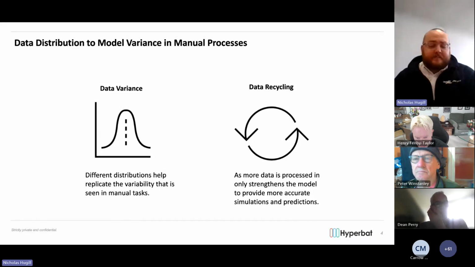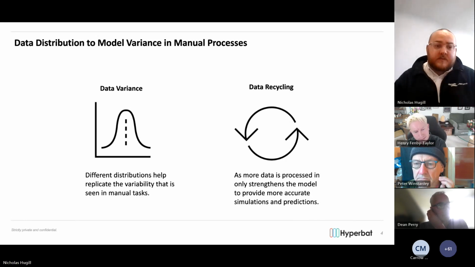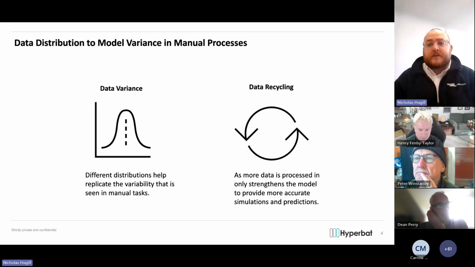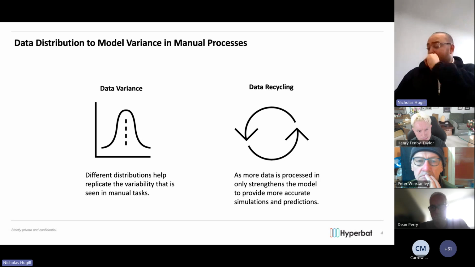So the solution to modeling manual processes looks at data variance. So using different data distributions can help us model manual processes. A normal distribution is very useful for looking at cycle time variation. Humans aren't robots. They don't do everything in the same way every time.